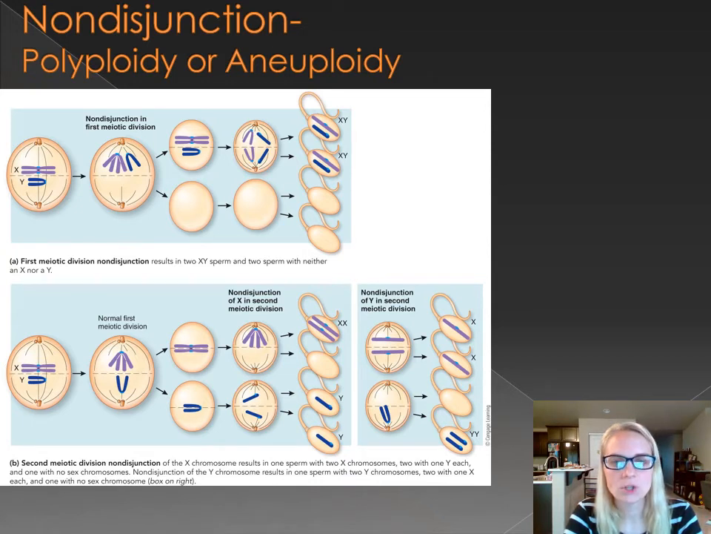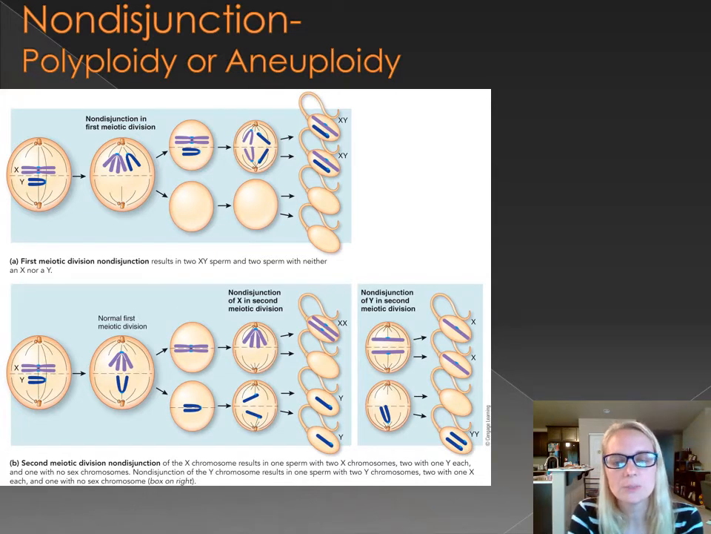So nondisjunction is an event that happens in mitosis or meiosis. Here they're showing it in meiosis, but it could happen in mitosis. But the bigger problem is when you have nondisjunction in meiosis, because it's going to lead to an abnormal number of chromosomes in your gametes. And if that gamete is used to get fertilized, either the egg or the sperm, then the individual that was made by those incorrect gametes will have all of their chromosome number be mistaken.